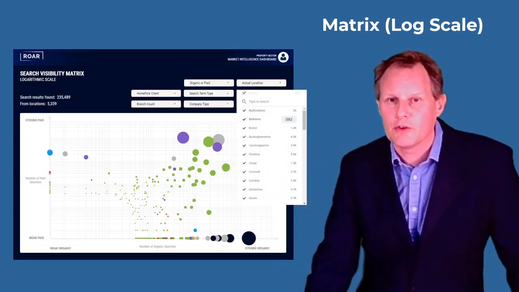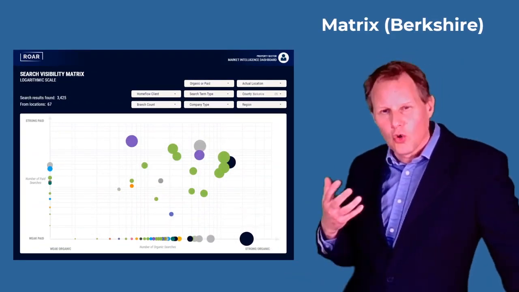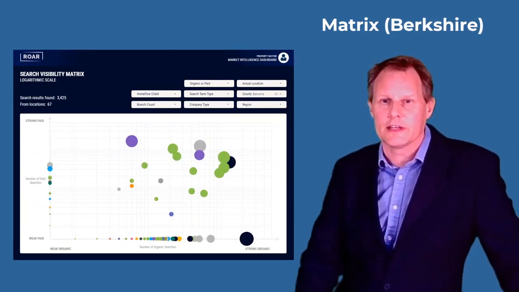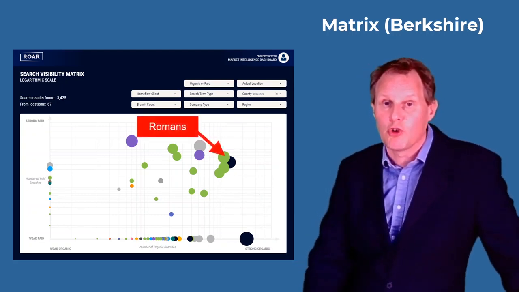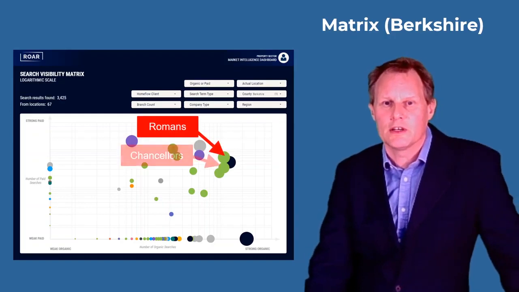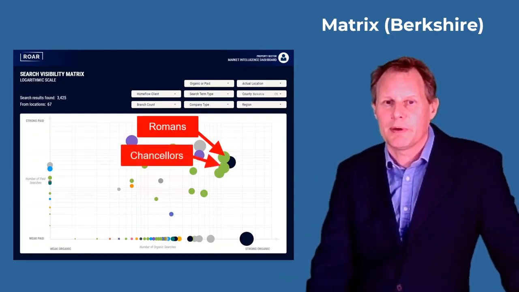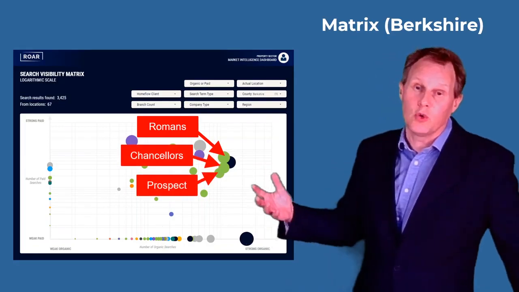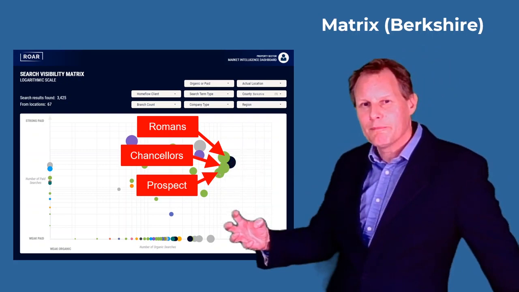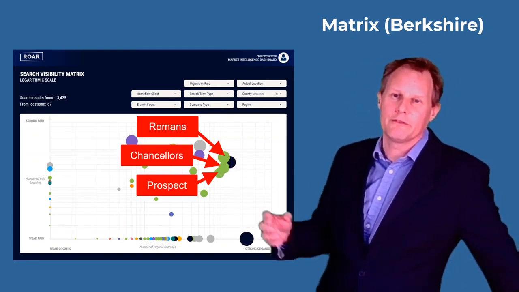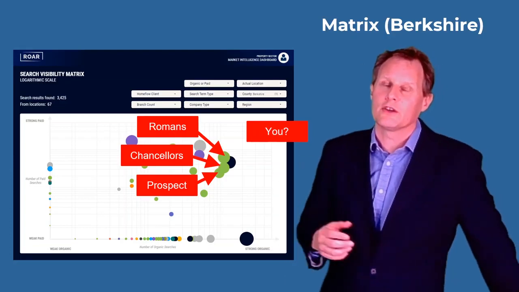So what I'm going to do now is filter that for Berkshire, and these are the results in Berkshire. And all of a sudden, the results get viscerally interesting. For example, if you know Berkshire well, you'll know the fight that goes on between Romans, a big powerhouse estate agency brand, Chancellors, another big regional, strong digital competitor, and Prospect, equally strong. You just see how they're all vying in and around Zoopla for the maximum organic and the maximum paid-for traffic. And the question, of course, that leaves us with is, where do you rank on this chart?